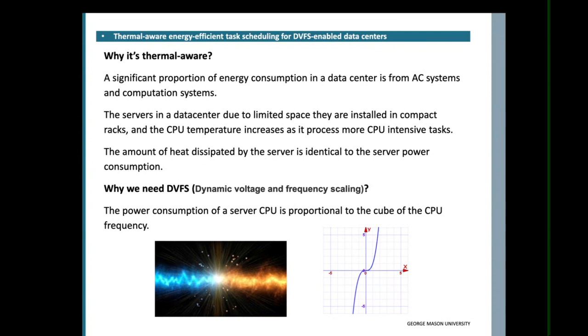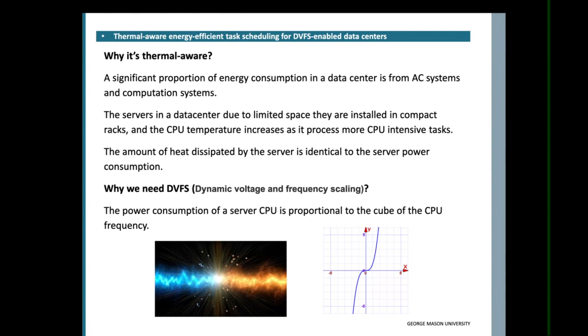Also, the servers in the data centers are in a limited space. They are organized in racks in a compact space and produce heat. And the amount of heat that a CPU dissipates when it's running any CPU intensive task is actually equal to the power it's consuming. So if we can calculate how much heat it's dissipating, we'll know exactly how much power the CPU is really consuming.